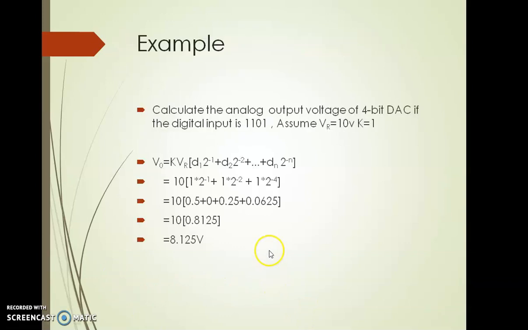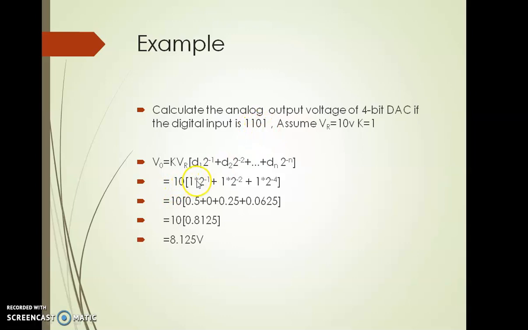Example: calculate the analog output voltage for a 4-bit DAC if the digital input is 1101, assuming the reference voltage is 10 volts and the scaling factor K is equal to 1. We already know the output voltage is equal to K VR times D1 2 raised to minus 1 plus D2 2 raised to minus 2 and so on. Putting in all the values, we have the 4-bit DAC input 1101.